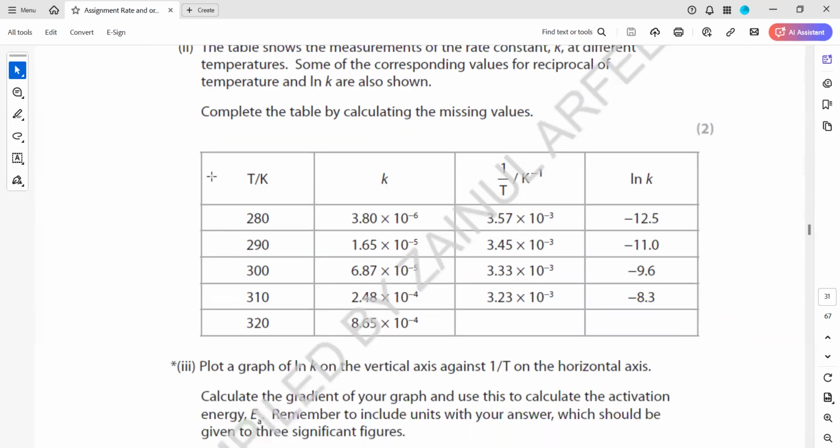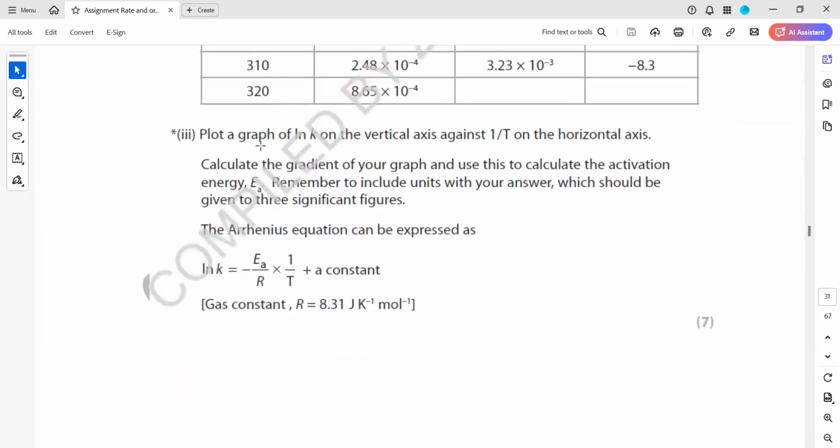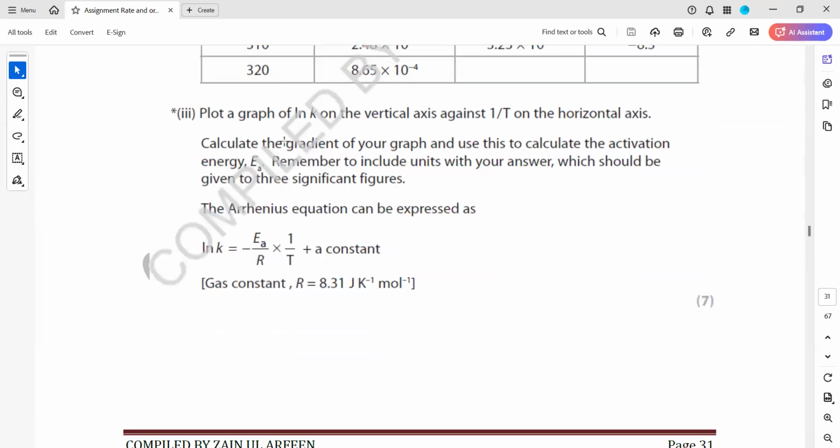So how do you work out the missing value? You have the value of K. You just have to take 1 over T, like 1 divided by 320, and you will get this value. And then you have the K, like 8.65 exponent minus 4. Take ln, and you will get the value for ln K. And then plot a graph for ln K.